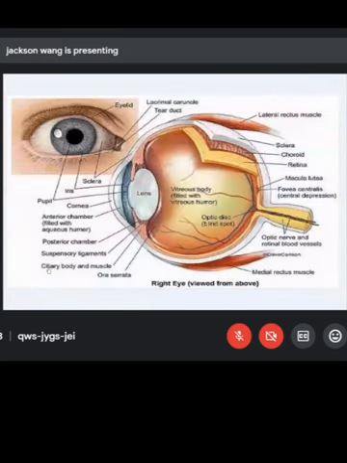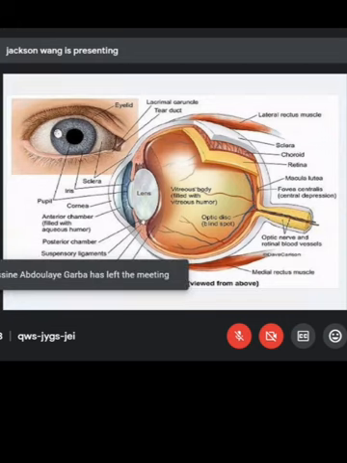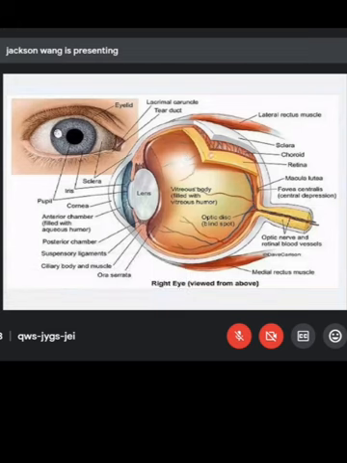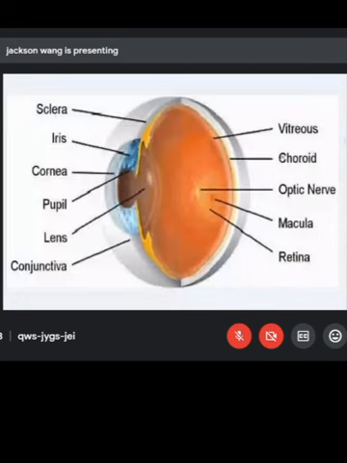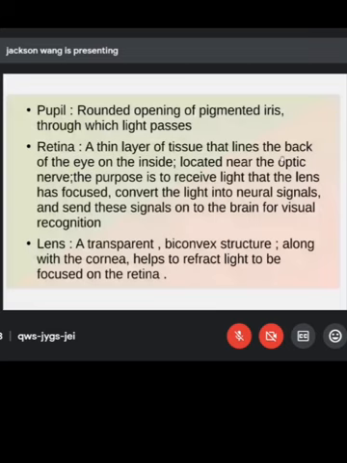Le corps ciliaire, or the ciliary body, the iris. And this is the choroid. Pupil, rounded opening of pigmented iris through which light passes, la pupille.